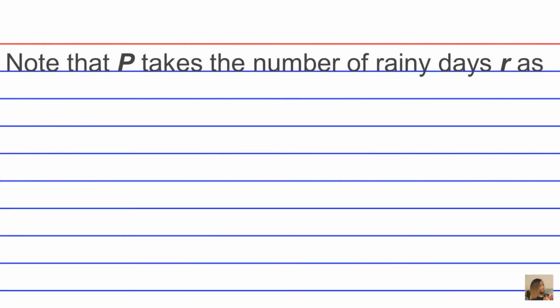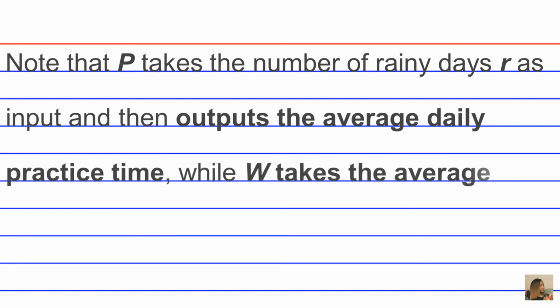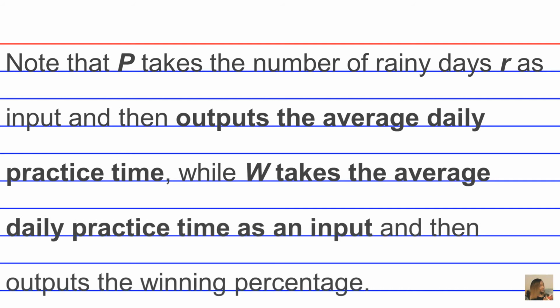Note that P takes the number of rainy days R as input and then outputs the average daily practice time, while W takes the average daily practice time as an input and then outputs our outcome of concern, which is the winning percentage. This is what we're interested in, okay? So we're going to compose these two functions, P and W.